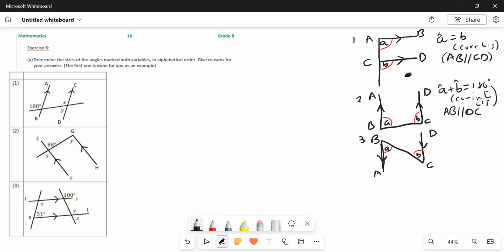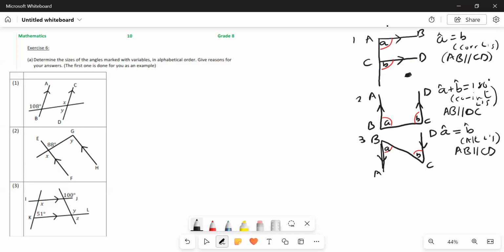Now let's go to our third one, for N. Angle A is equal to angle B. The reason: alternating angles, because AB is parallel to CD, right? And then we're not done. Remember, we are dealing with straight lines here, right? We're dealing with straight lines.